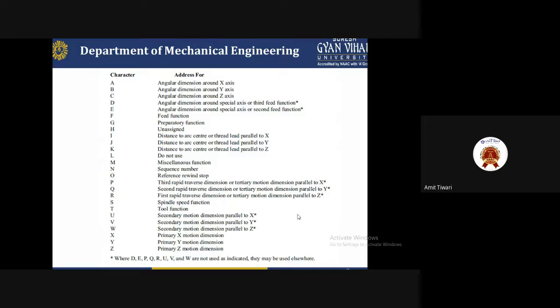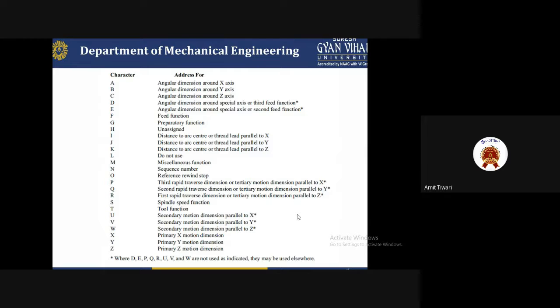Okay, G means the preparatory functions. H means the assigned function. I is equal to the distance to arc center or thread lead parallel to the x-axis. J is equal to the same for the y-axis. K indicates the desired distance to arc vector center or thread lead parallel to the z-axis. So these are the different types of axes that are available.